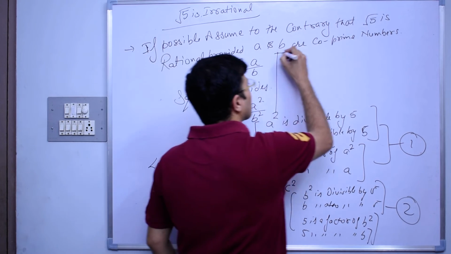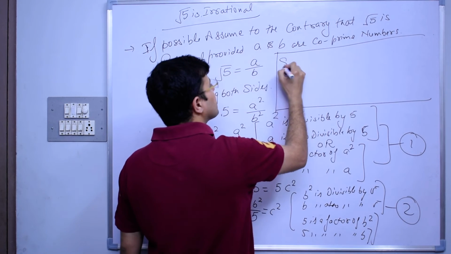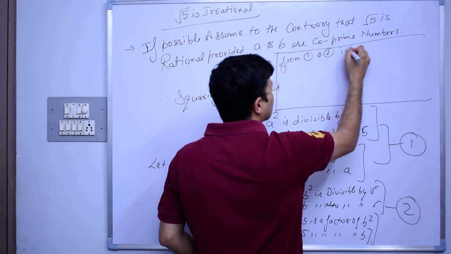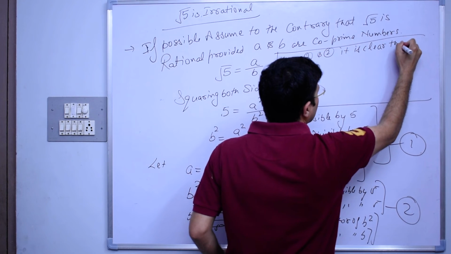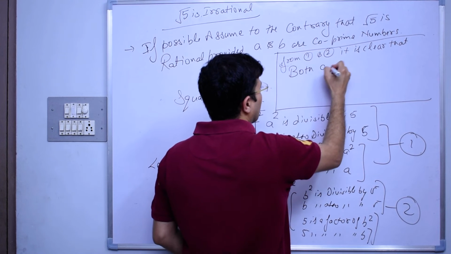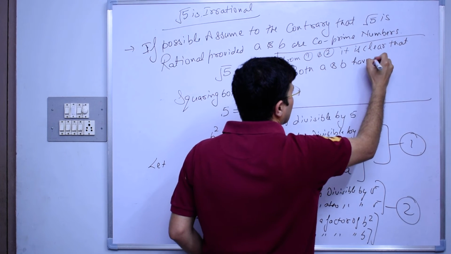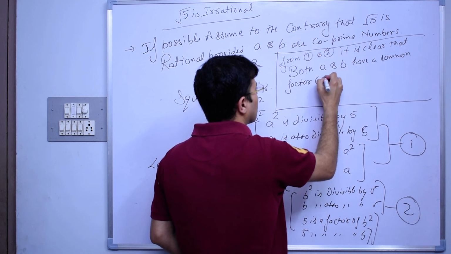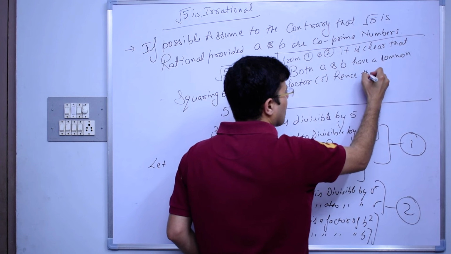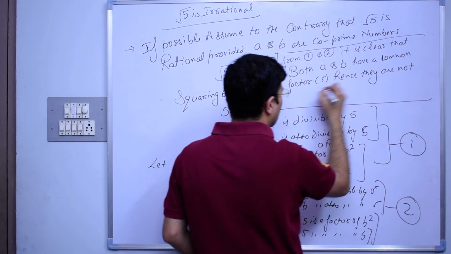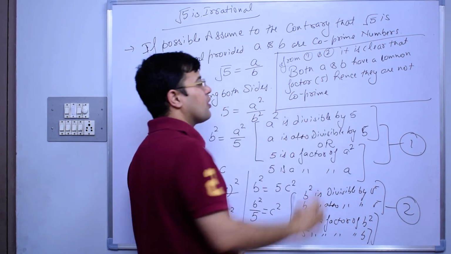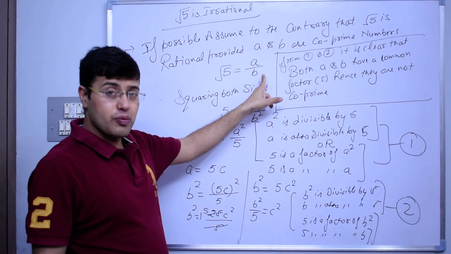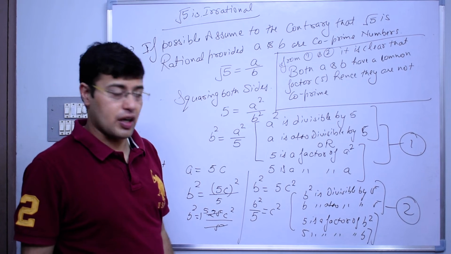So hence we can write it over here that since, or you can say from 1 and 2, it is clear that both a and b have a common factor, that is 5. Hence they are not co-prime. Now since they are not co-prime, we'll say that our assumption that root 5 is rational if they are co-prime was wrong. Hence they should be rational number.